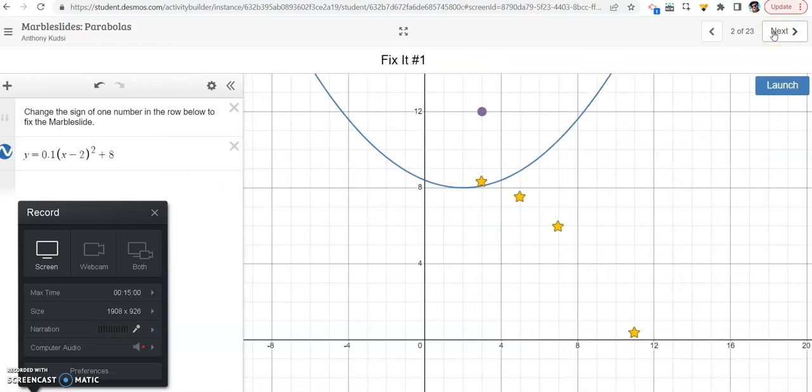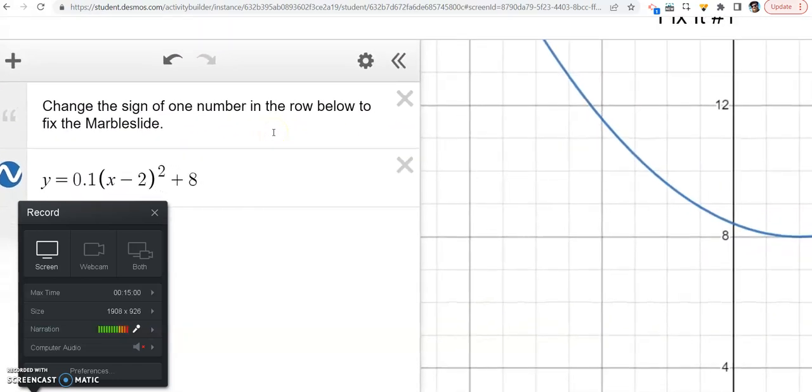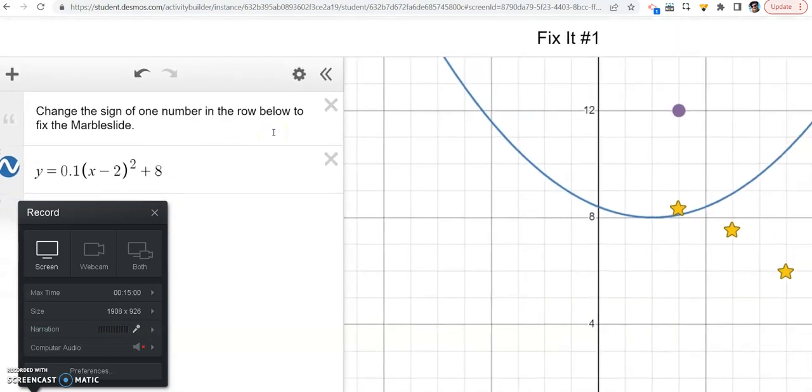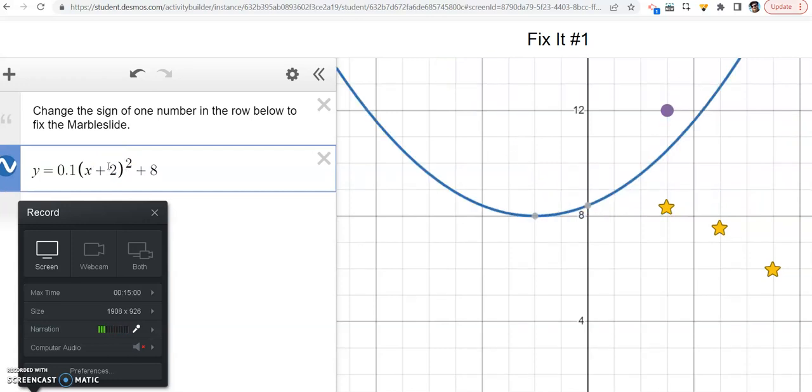Success. Alright, next one. Uh-oh. The marbles are all going to catch here because our parabola is inverted. We actually want to go in that other direction. Now, what it says over here, take a look: change the sign of one number in the row below to fix them. So you only have to change one of them, and you only change the sign. So let's say, okay, change the sign. I think what they mean is -2, change it to +2.